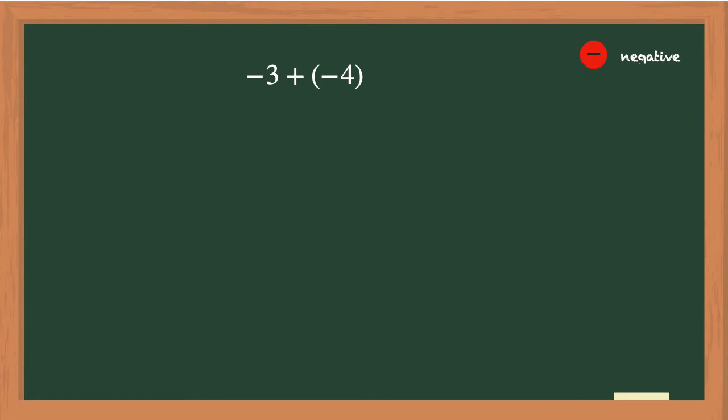Now let's take a look at this expression. Negative 3 is being added to negative 4. Just like the last expression, I will use the counters to represent each term in this expression. So I will bring down 3 negative counters to represent the first term of negative 3. 1, 2, 3. You will notice that the positive counters were yellow for the previous expression, and the negative counters here are red.